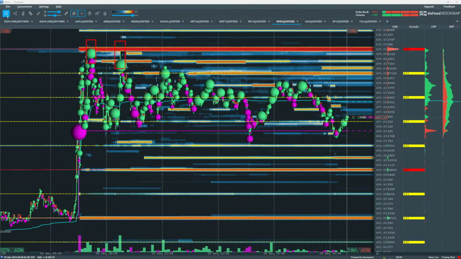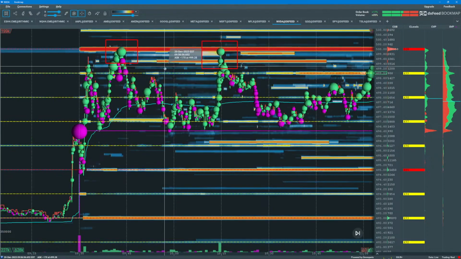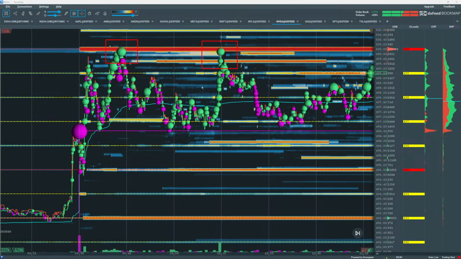Let me zoom in on this just a bit. After a couple of tests, NVIDIA now moving lower. And what this looks like is somewhat of a stop run up to that level. Note again all the high liquidity at that level. In this case, not fully absorbed. Limit sell orders at 500.